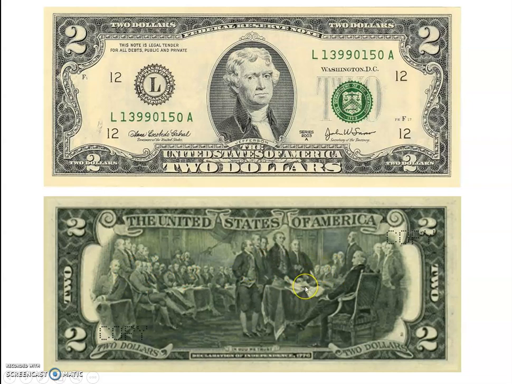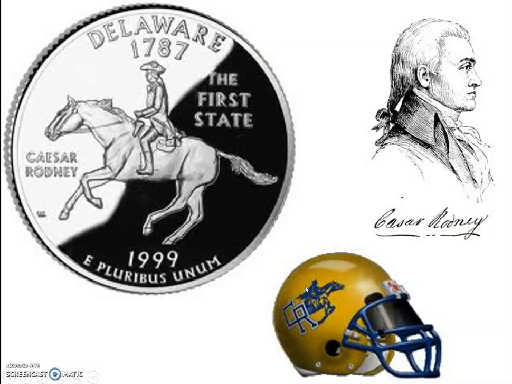Presenting the Declaration. Caesar Rodney is a famous citizen of Delaware who cast the deciding vote in favor of independence. Delaware state quarters have Caesar Rodney riding his horse back to Philadelphia to cast the deciding vote in favor of independence. There's a Caesar Rodney High School in Dover, Delaware. Their mascot is the Horseman.